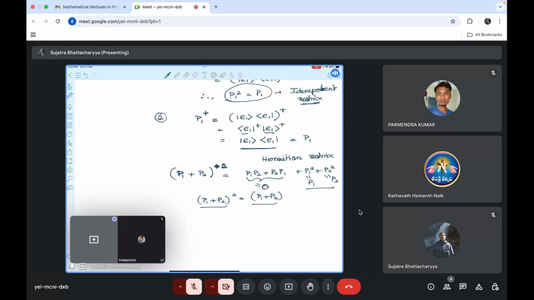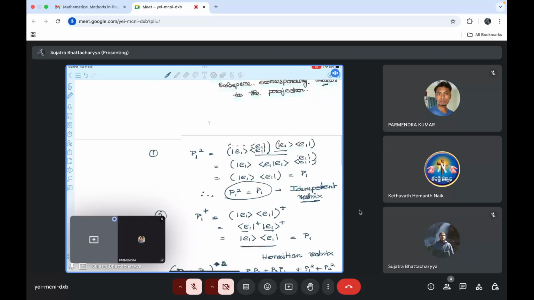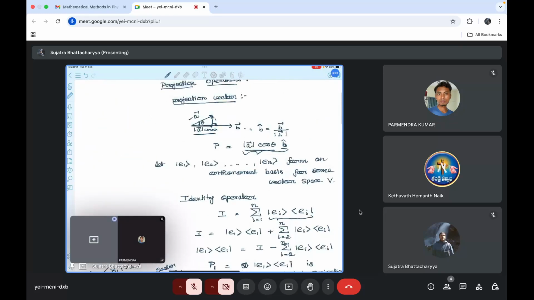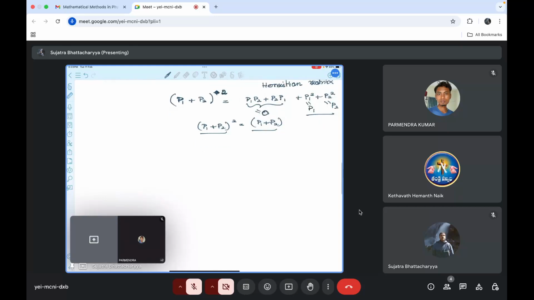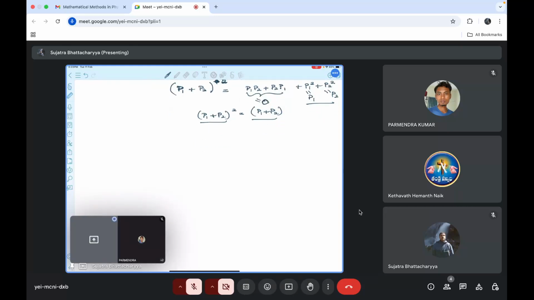Only if these two terms become 0 can you prove that P1 plus P2, if you add them, can also be used as an idempotent matrix or projection vector kind of a thing. Okay, so this is what I wanted to show about the projection vector and projection operator or matrix, whatever you say. Okay, so fine. Let me now go to the next thing, which is eigenvalues and eigenvectors.